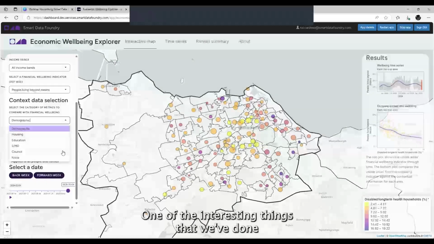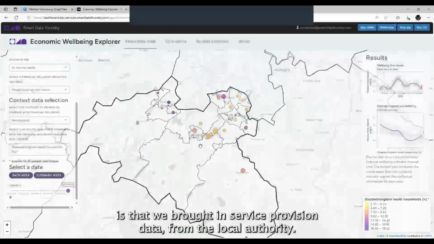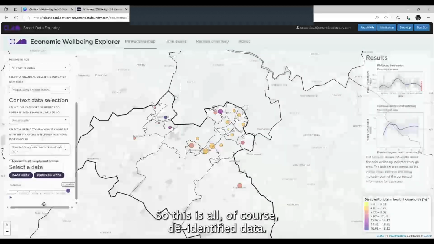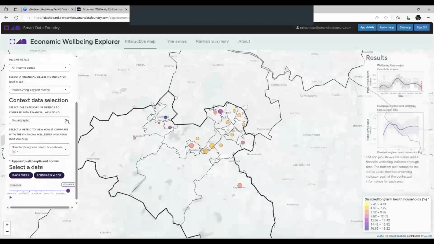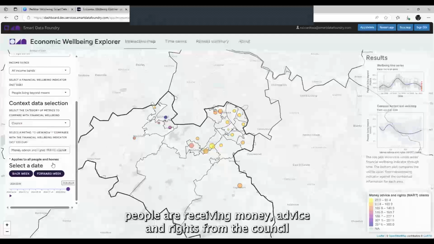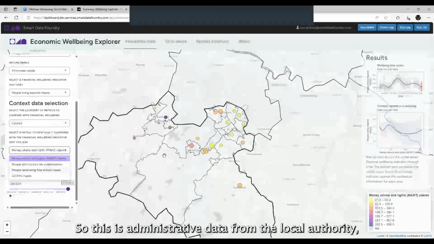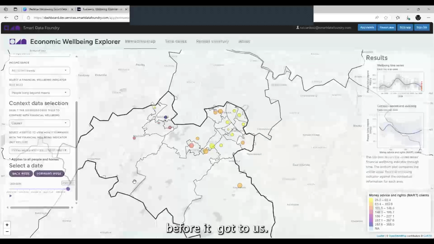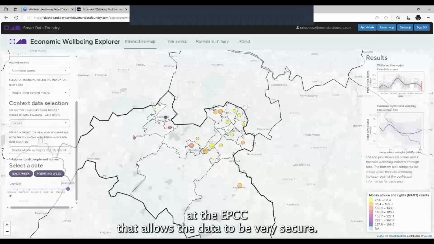One of the interesting things that we've done with a local authority in Scotland, in East Renfrewshire, is that we brought in service provision data from the local authority. So this is all, of course, de-identified data. But what we brought in is the service take-up on certain things like how many people are receiving money advice and rights from the council, or how many people are in council tax indebtedness or receiving free school meals. So this is administrative data from the local authority. They were able to transfer it to us because it was completely de-identified before it got to us, and it was used through the trusted research environment at the EPCC that allows the data to be very secure.